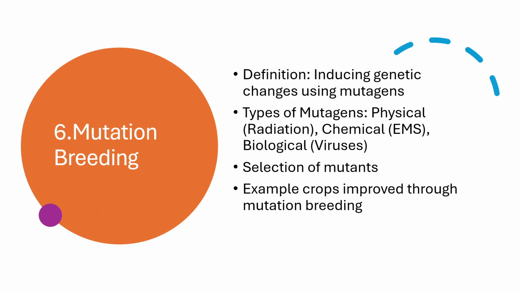Mutation breeding. Inducing genetic changes using mutagens. Mutagens are physical, such as radiation; chemical, such as EMS; and biological, such as viruses. Selection of mutagens involves choosing physical or chemical agents that effectively induce beneficial genetic variations in a target organism.